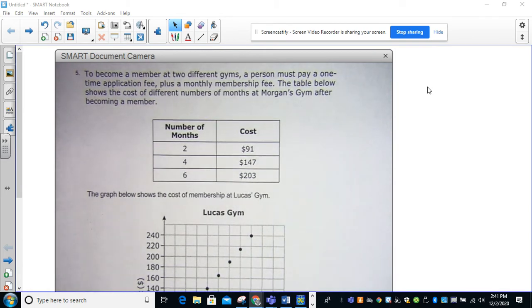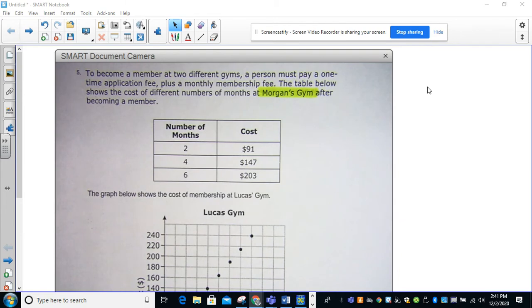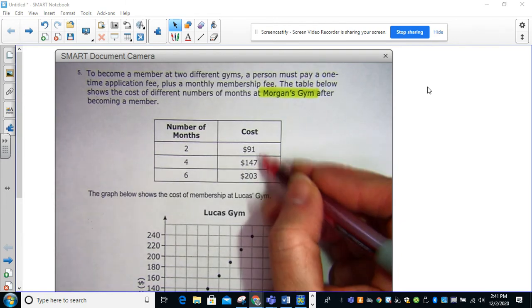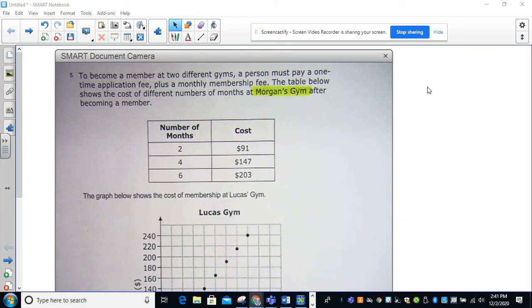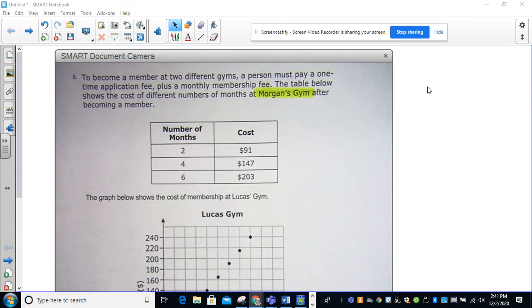So to become a member at two different gyms. All right, so we're looking at two different gyms. First, we have Morgan's Gym. Morgan's Gym is represented by this table of values. So I'm going to go to Desmos and figure out what my equation would be.